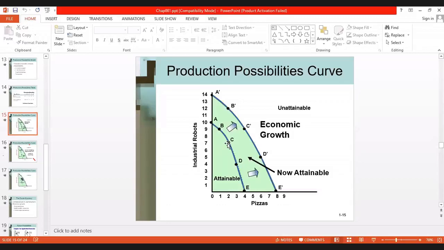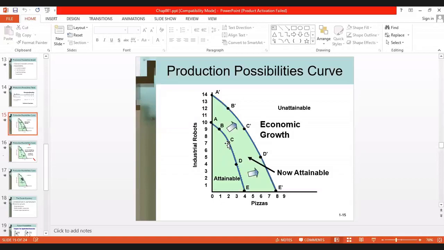So the robo supply is the opportunity cost of the robo. If we produce one more robo, we are giving up pizza. The value of the pizza given up is the opportunity cost. That is the supply curve of the robo. So this demand and supply determine the combination of pizza and robo.